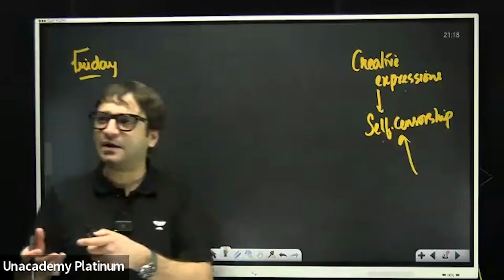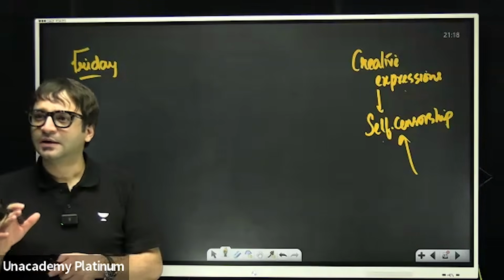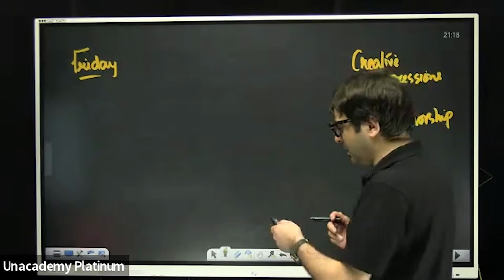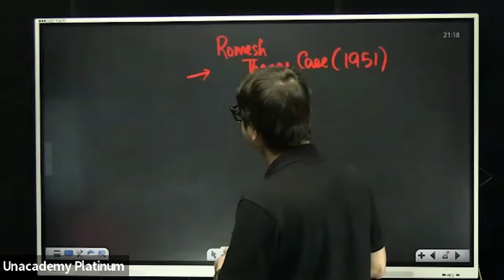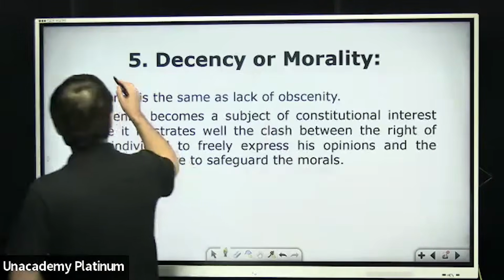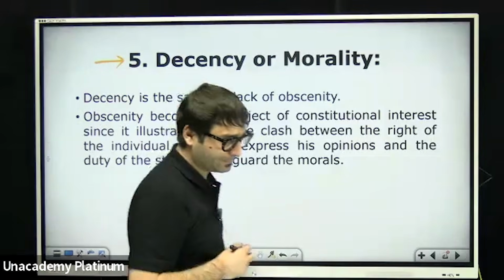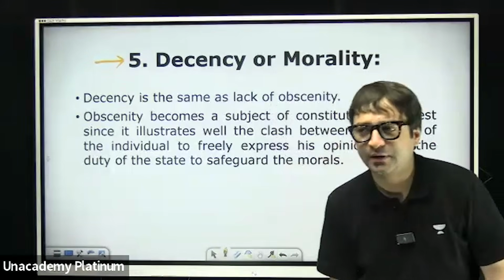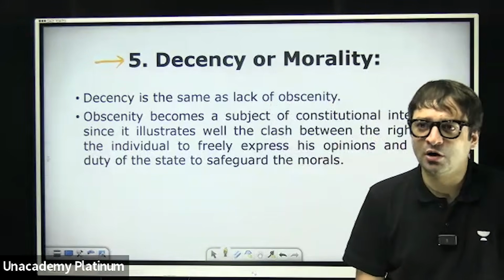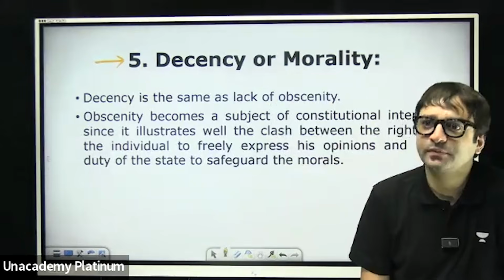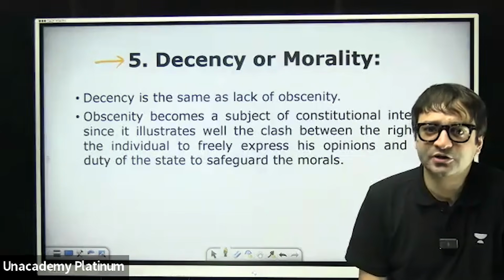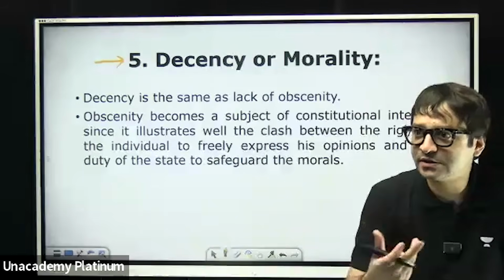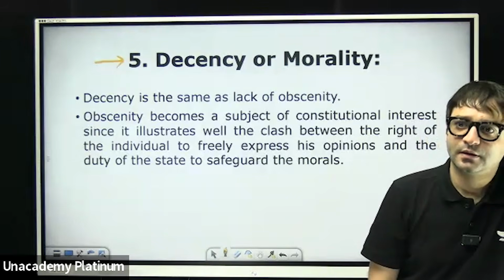So there are some arguments in favor, arguments against. But public order is a reasonable restriction on your freedom of speech and expression. Fifth one, decency or morality. If you have the freedom of speech and expression, can you write a novel which is pornographic in content? Can you make movies which are XXX rated in India, which goes against morality or decency of the society?